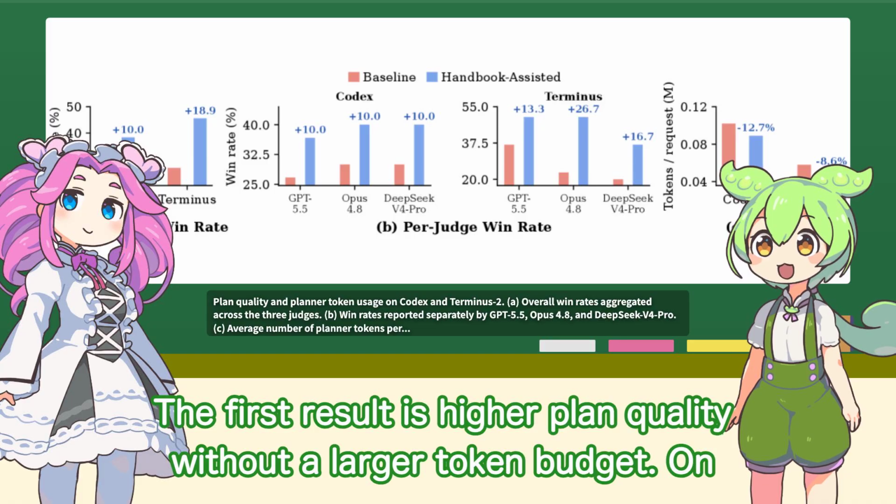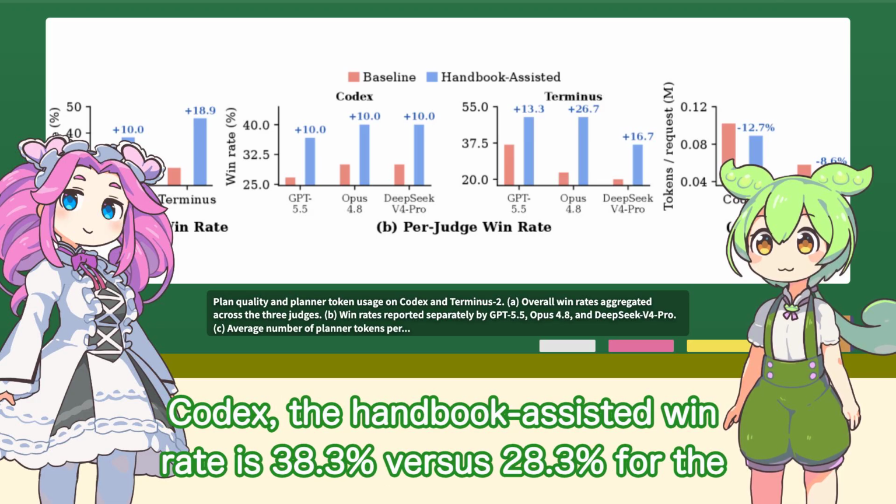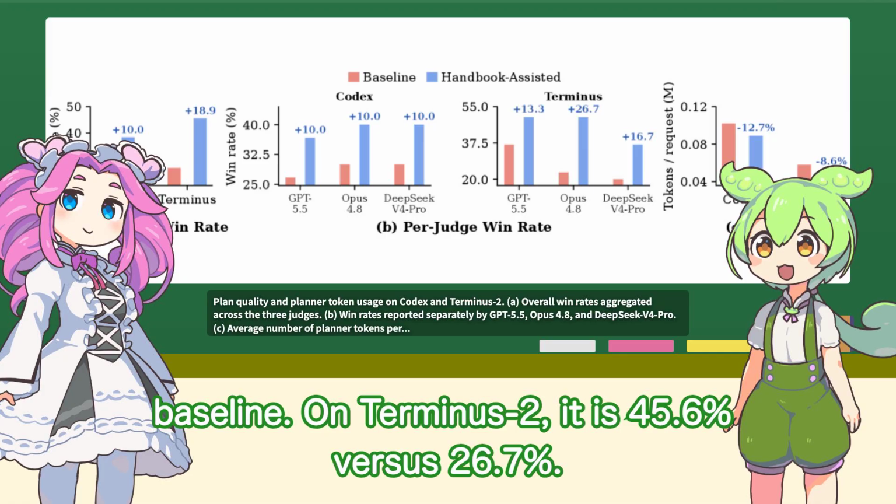The first result is higher plan quality without a larger token budget. On Codex, the handbook-assisted win rate is 38.3% versus 28.3% for the baseline. On Terminus 2, it is 45.6% versus 26.7%.